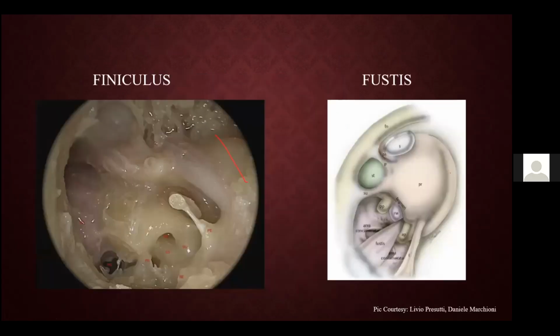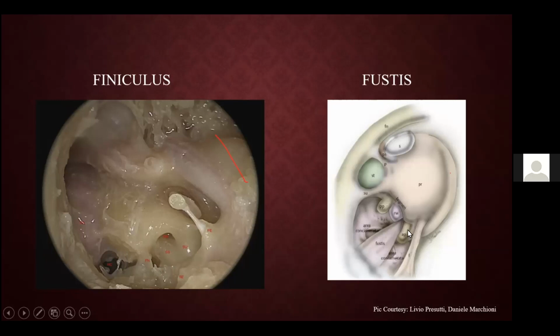I've been saying these terms, funiculus and fustus, many times. Let's discuss what these are. These are bony bridges present at the inferior limit of the retrotympanum. The funiculus goes from the inferior retrotympanum towards the promontory, or towards the anterior pillar of the round window niche, and it demarcates or separates the retrotympanum from the hypotympanum.